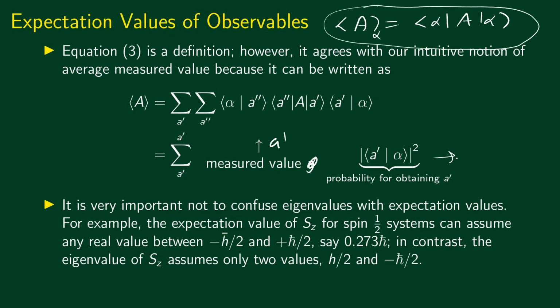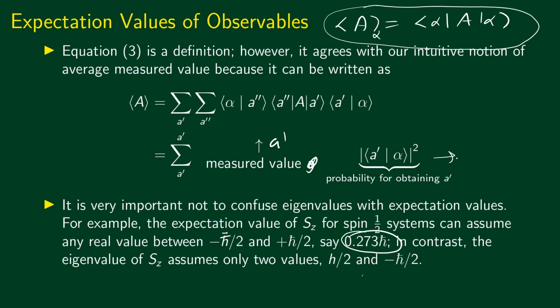Right, now since we are just beginning with this subject, it's important not to confuse eigenvalues with expectation values. For example, the expectation value of Sz for spin half systems can assume any real value between minus h bar by 2 and plus h bar by 2. For example, it could be 0.273 h bar. The average value could be 0.273 h bar.